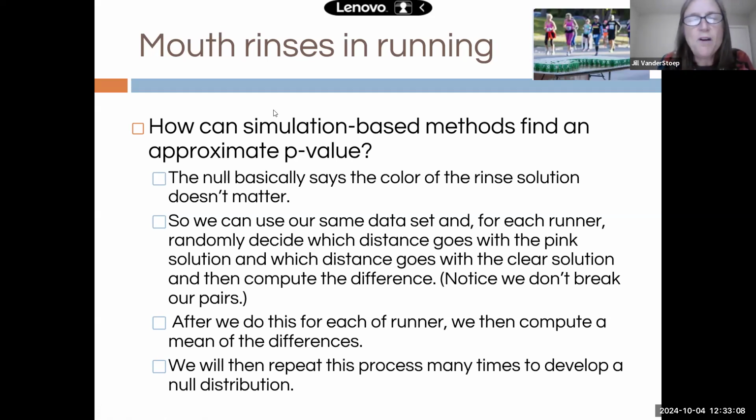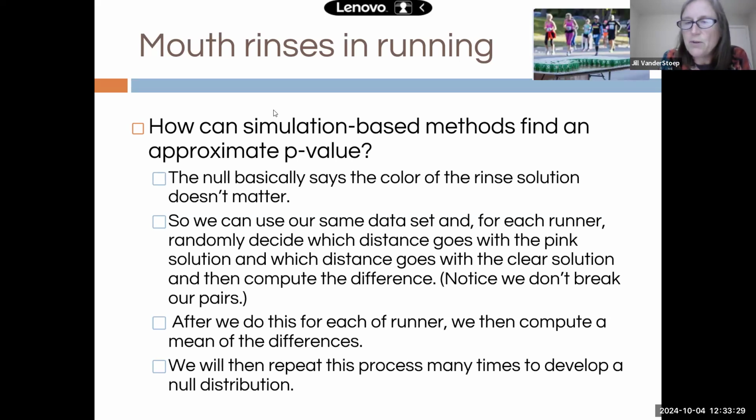So if I shuffle them up, one thing that could happen is when I put them back down, I could get the distance that was originally run with the pink solution to be in the pink solution group again, and the distance that was originally run with the clear would then obviously be with the clear solution again. But the other thing that could happen is that they could be swapped.